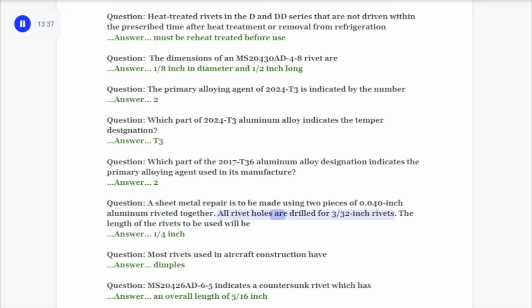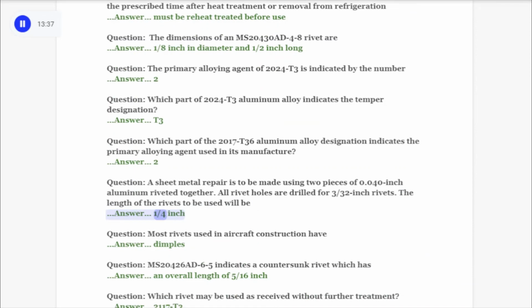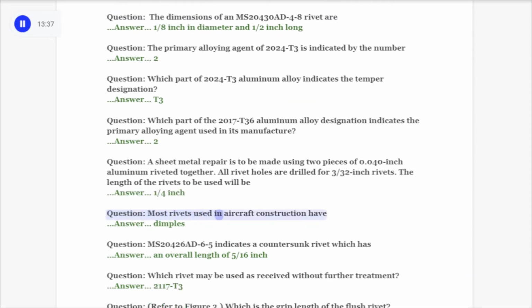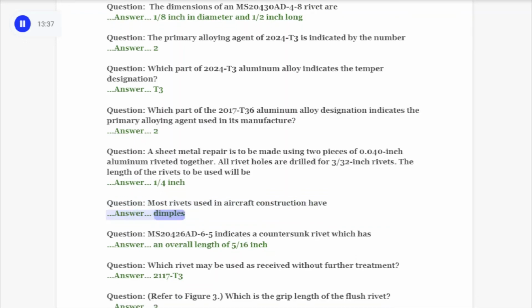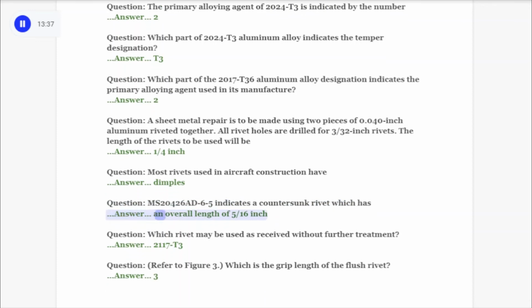All rivet holes are drilled for 3/32-inch rivets. The length of the rivets to be used will be? Answer: 1/4 inch. Question: Most rivets used in aircraft construction have? Answer: Dimples. Question: MS20426AD6-5 indicates a countersunk rivet which has? Answer: An overall length of 5/16 inch.